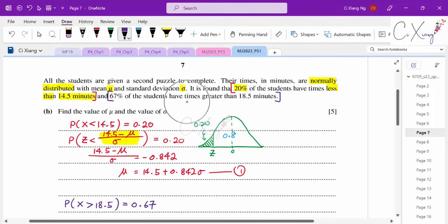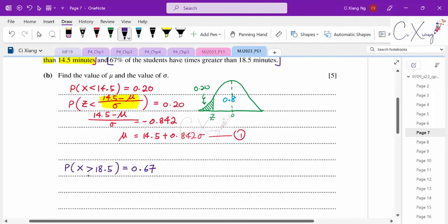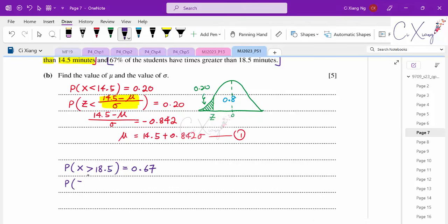Okay, so again, from this purple color bracket here, I can actually write out the sentence into a symbol, the equation like this. Okay, and again, we repeat the process just now. X is normally distributed, therefore I have to standardize it to become z. Then I take the value of x minus the mean divided by standard deviation, and that equals to 0.67.